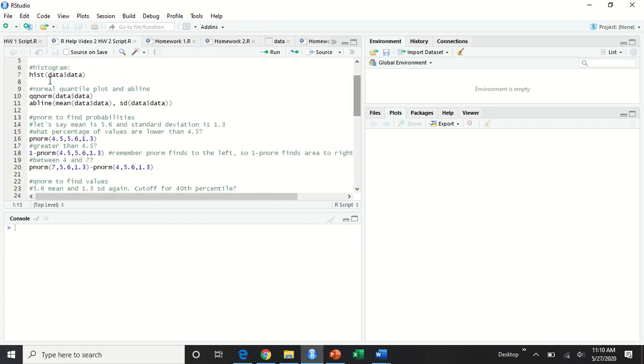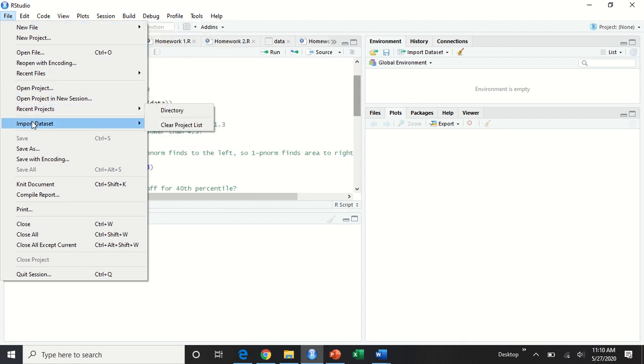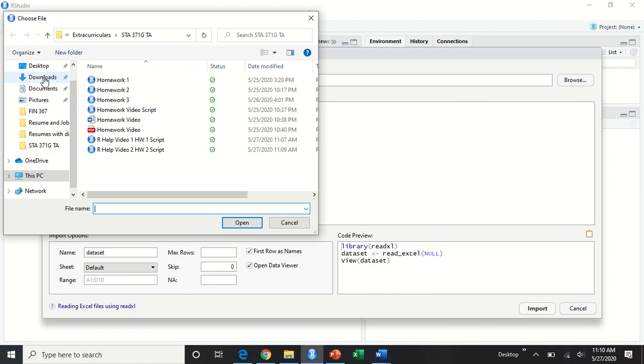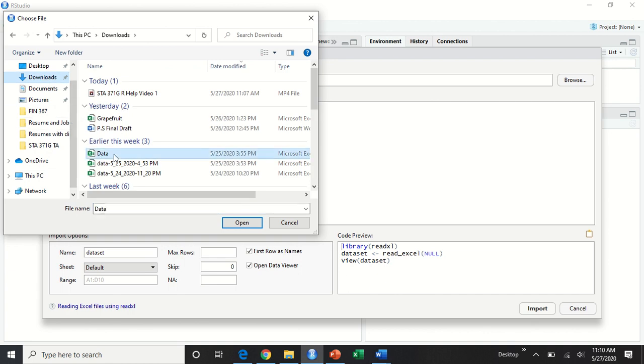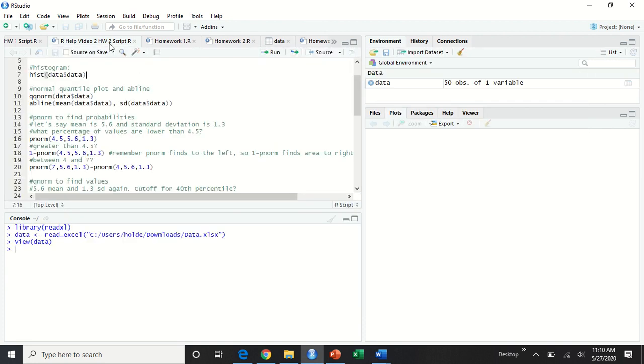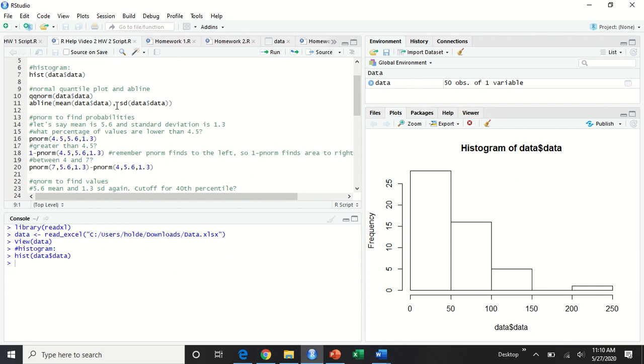To create a histogram, write hist, your data name, and then the quantitative data with which you're trying to make a histogram. To import your data, go to File, Import Dataset, from Excel if the dataset is from Excel, which they are on the second homework, and then select the data, name the data, and import. So once we have this, we can run, and our histogram is below.